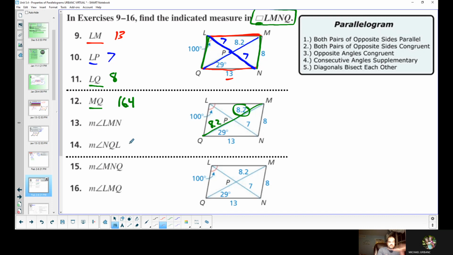So the first 4 questions there we did segments. Now we're diving into the next 4, which are talking about angles. So this one asks us to find the measure of angle LMN. Now, one of the tricks I like to do with this is we have a quadrilateral, specifically a parallelogram, but it has a lot of junk going on there. Sometimes it's better to redraw them without all the junk on the inside.